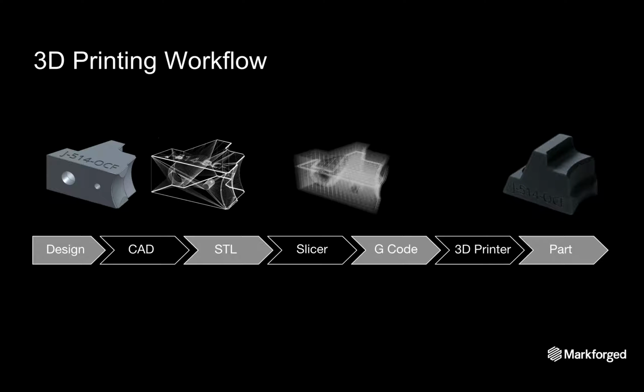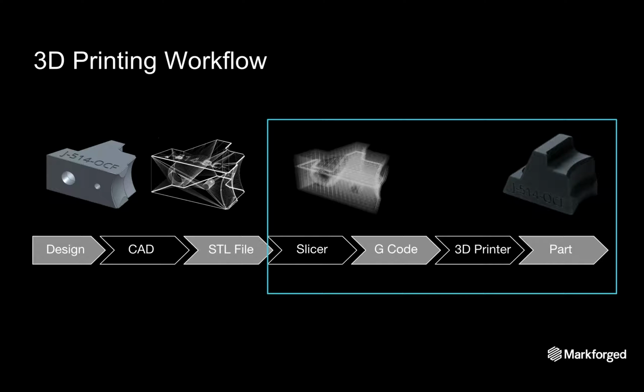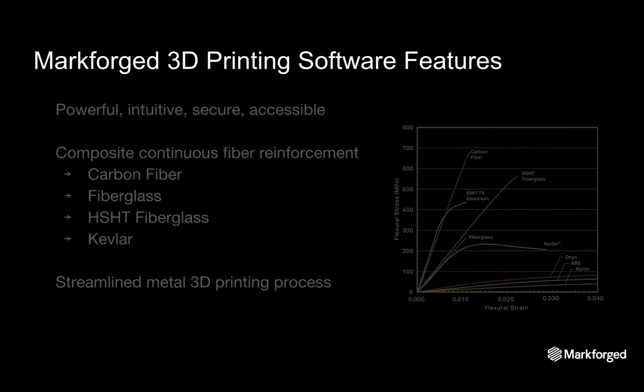The Markforged 3D printing software makes these last three steps extremely simple by using intelligent slicing to achieve incredible precision and surface finish in both high-strength composite and metal parts. It's powerful, intuitive, secure, and accessible from anywhere.